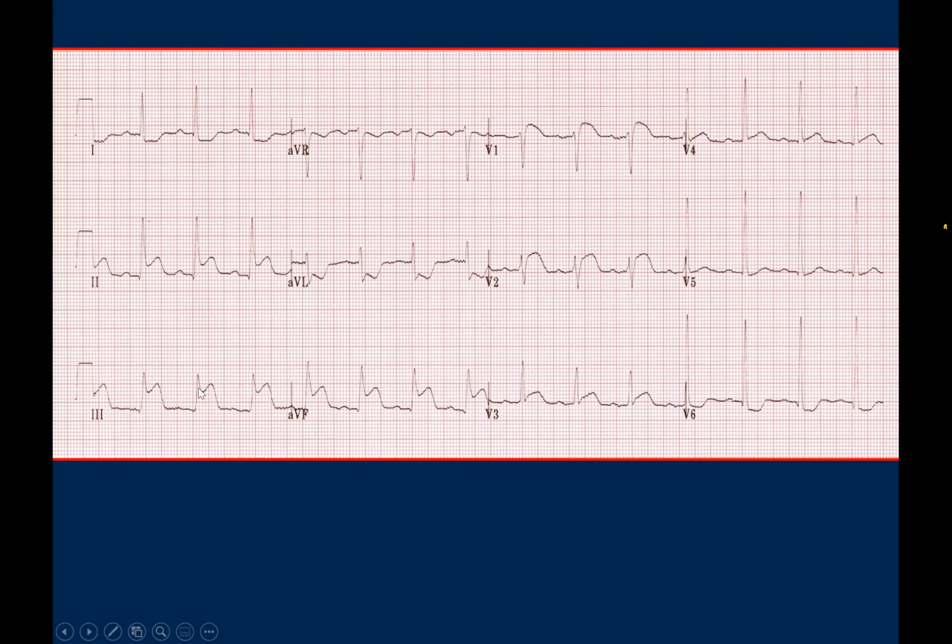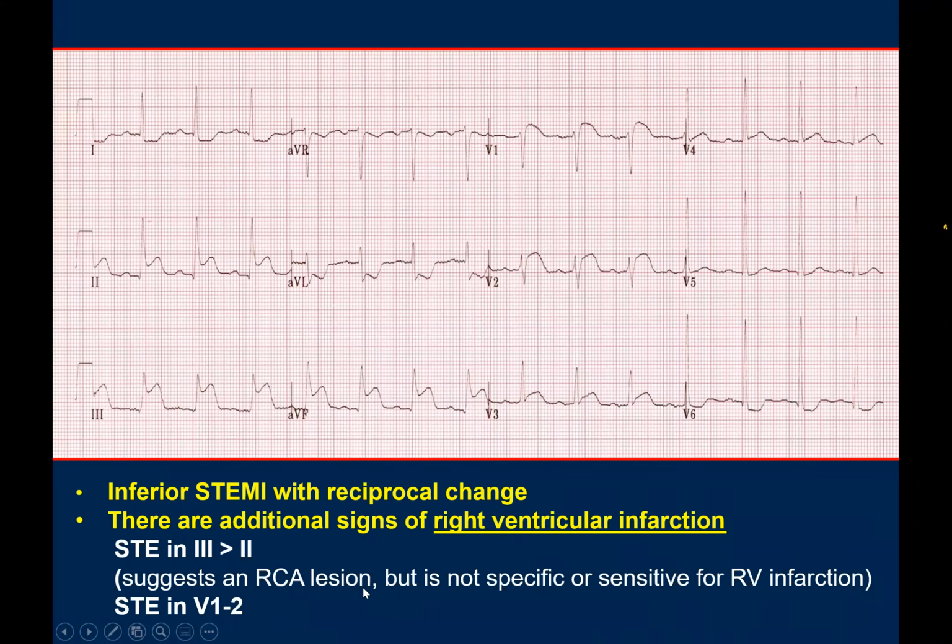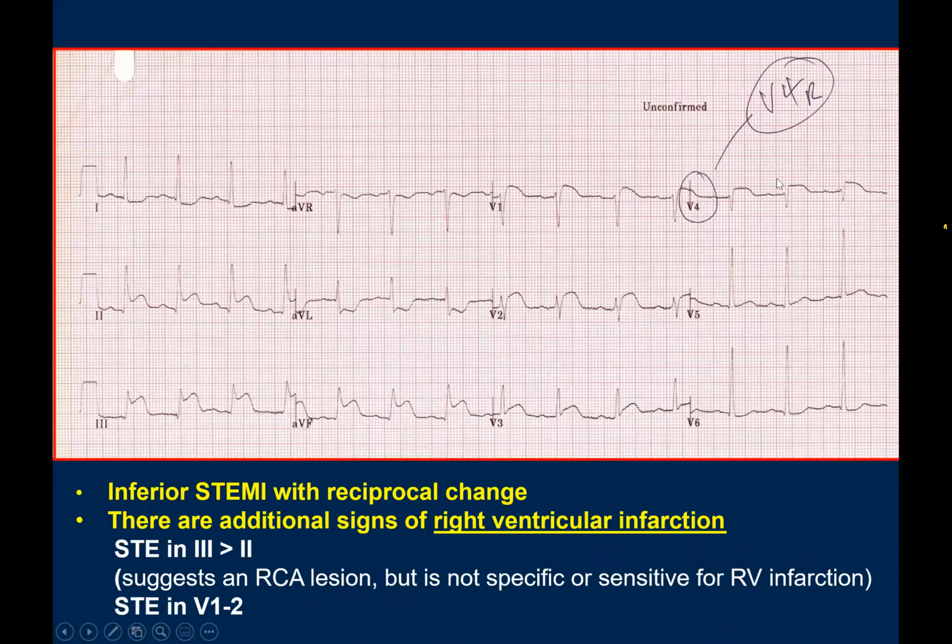The other clue in this ECG is that the magnitude of ST segment elevation in lead 3 is more than lead 2. If you measure from baseline to here, it is more. This mainly indicates right coronary artery involvement, and with right coronary involvement, there is also right ventricular infarction. So sometimes you may have some clues in the ECG before doing the right-sided ECG that there is right ventricular infarction. This is actually when the right-sided lead ECG is done.